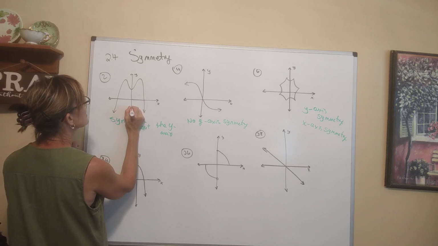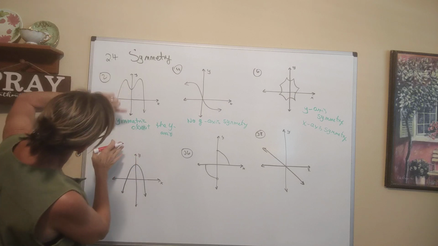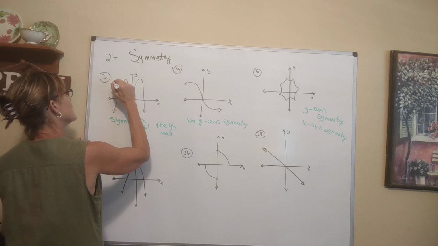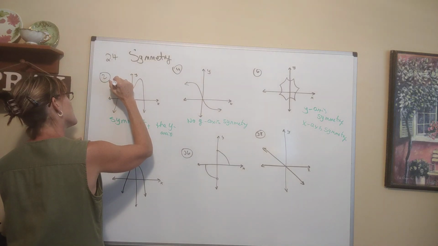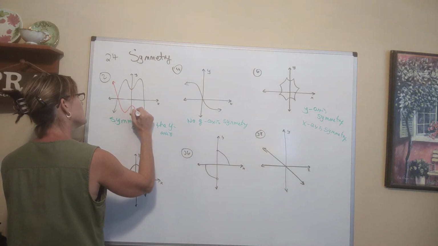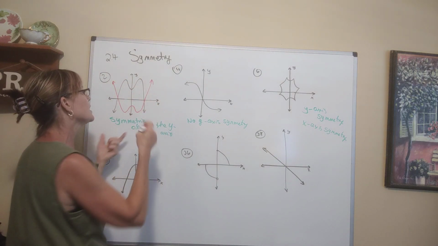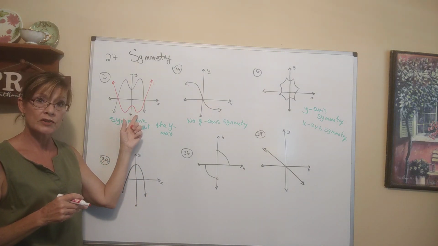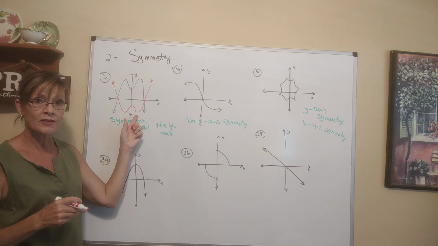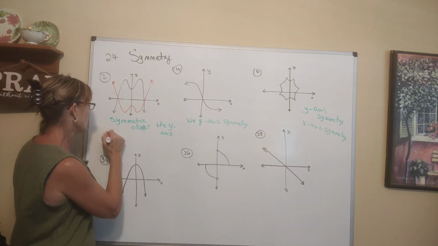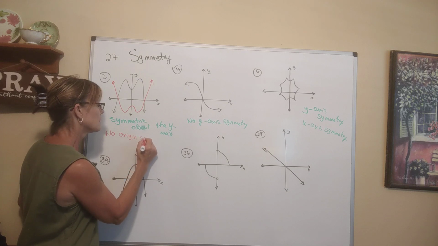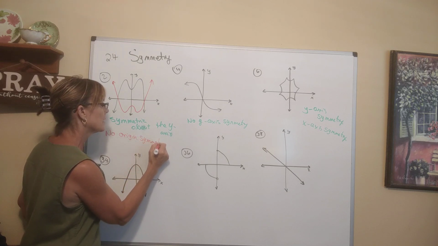So let's see, it's hard for you to see this. This would be like this. It would come down and up and down and up. This would be reflected about the y. Does the red graph land in the original place that the black graph did? No. So this has no origin symmetry.